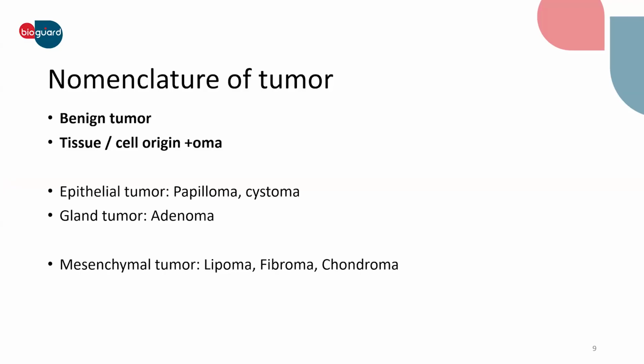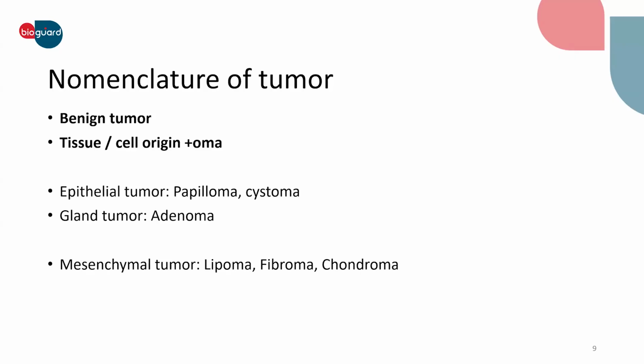Here are some common examples for epithelial tumors, which come from surface or lining tissues. Papilloma, a benign tumor of squamous or transitional cells. Cystoma, a benign tumor that forms cyst-like structures. If the tumor comes from glandular epithelium, we call it adenoma, meaning it's from glandular or secretory tissue. Then we have mesenchymal tumors that arise from connective tissue like fat, muscle, or bone. The same naming rule applies, like lipoma from fat tissue, fibroma from fibrous connective tissue, chondroma from cartilage.